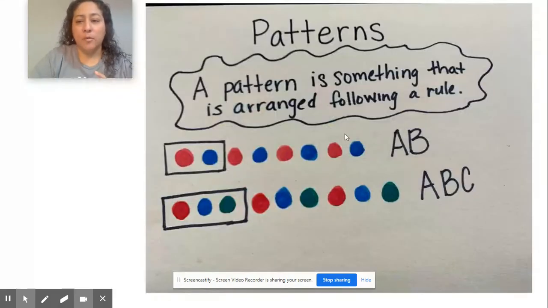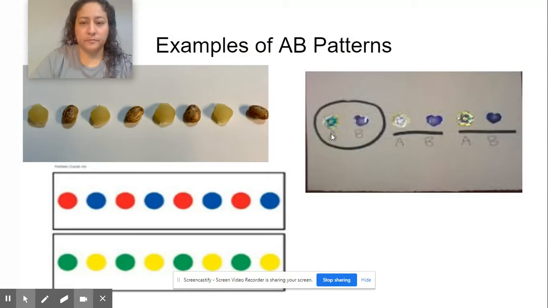Here's another example where they use stickers. So the rule that they use is like first we're going to use a sticker that looks like a flower and then a sticker that looked like a heart. So they did flower, heart, flower, heart, flower, heart. And if you continue it, will continue to be flower, heart, flower, heart. You're alternating those two things, right?